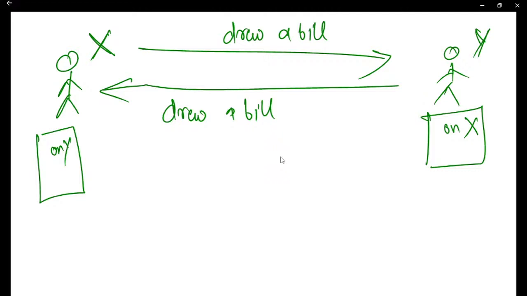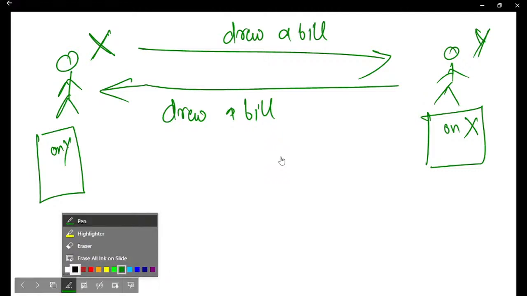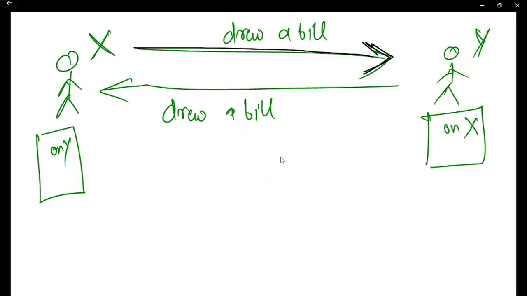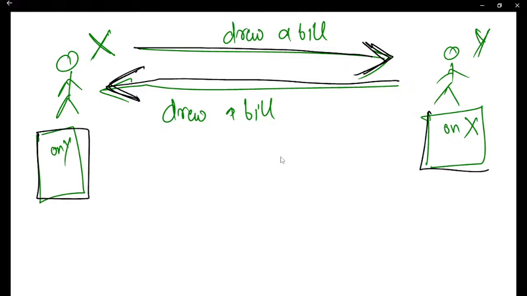Okay. So they were two friends, X and Y. Both were very good friends. What did they both do? They drew bills on each other. X drew a bill on Y. Y drew a bill on X. Now they both have the bills.